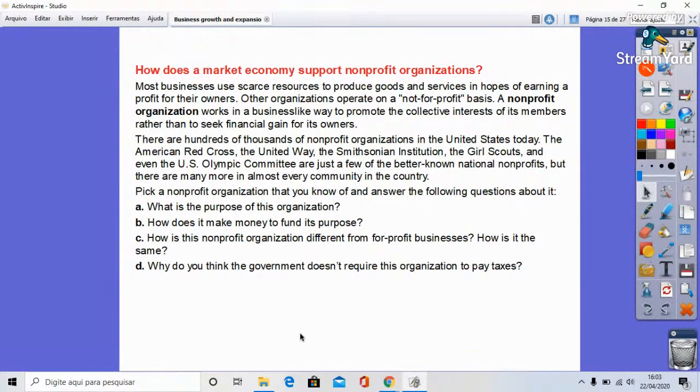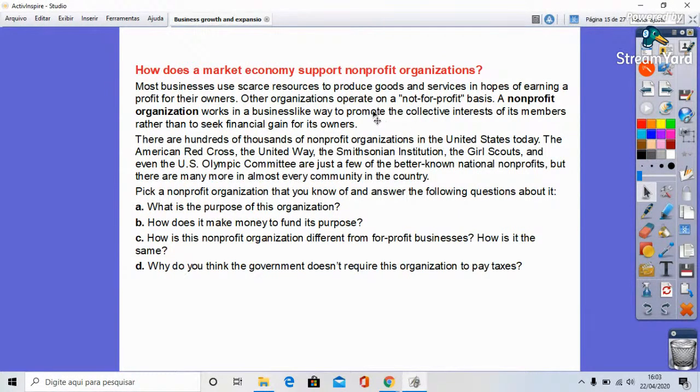We need to know one thing. Most businesses use scarce resources to produce goods and services because they want to make profit. Okay, some organizations operate on a non-profit basis. A non-profit organization works exactly like a normal business to promote collective interest for its members.